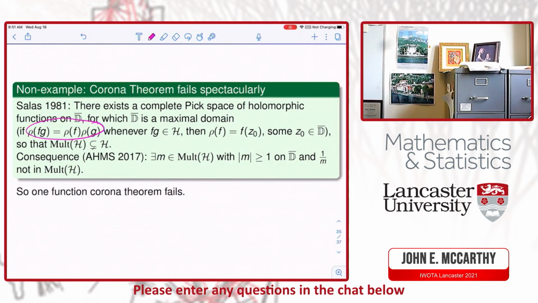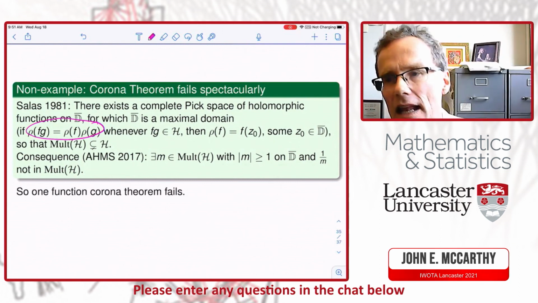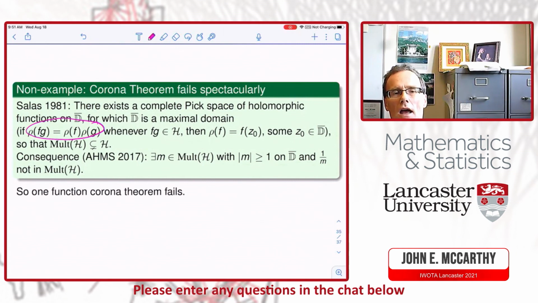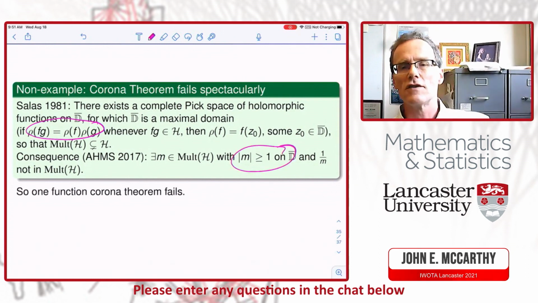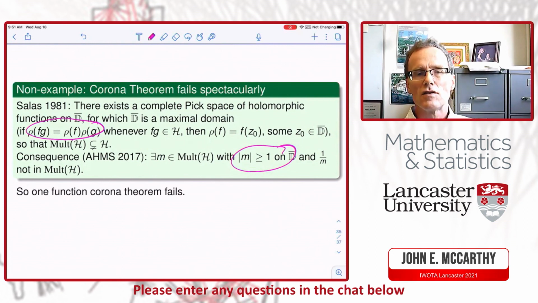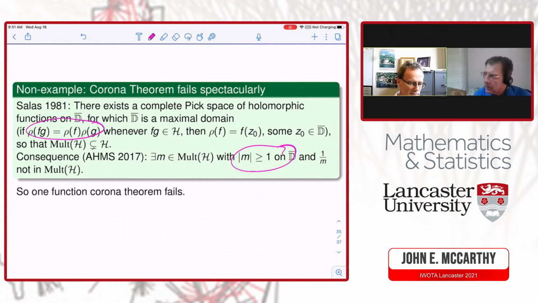So then using Salas's example, we showed that you can find a multiplier of this space, which is bounded below on the whole closed disk, but such that 1 over m is not a multiplier. So this says that even the one function corona theorem fails on Salas's space.